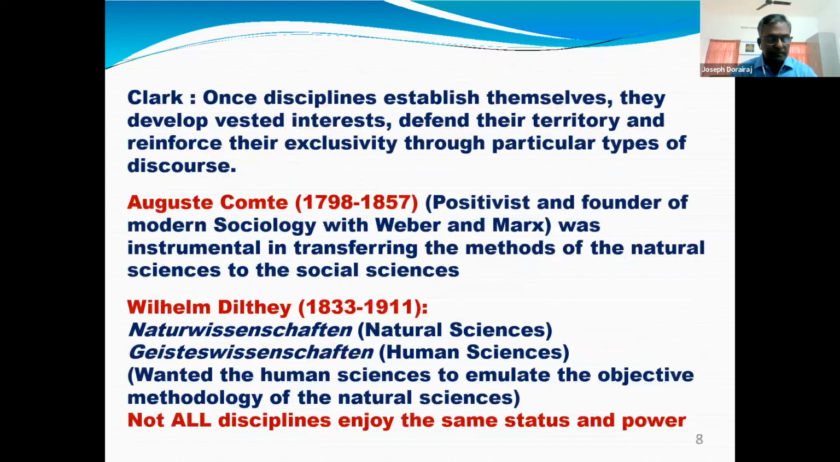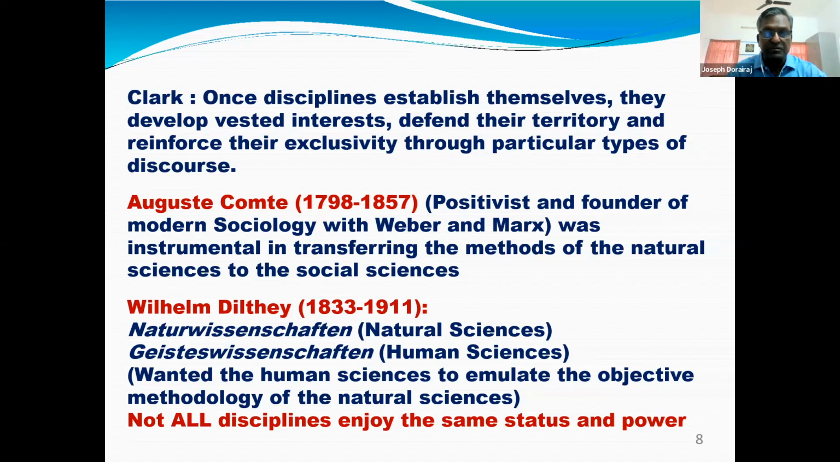Fine. I would like to continue the discussion. In the previous slide, I talked about Aristotle, and I argued that it was Aristotle who talked about dividing knowledge into various subjects and disciplines. And he also talked about the hierarchy among various subjects or various disciplines. Now, a similar trend is noticed in the writings of Auguste Comte and also Wilhelm Dilthey.